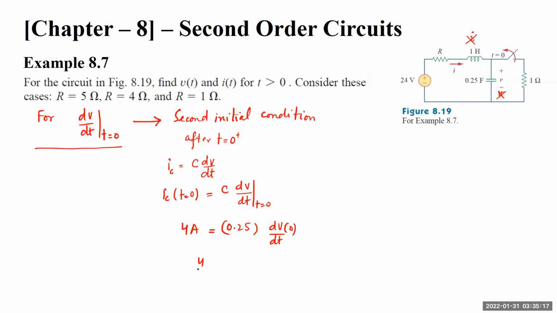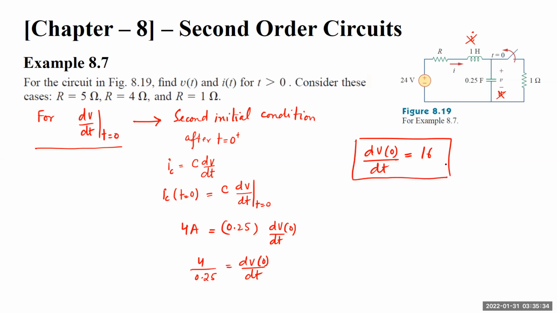So 4 divided by 0.25 is equal to dv(0)/dt, and this becomes our second initial condition, which will be 16. The value of dv/dt will be 16. So now we have both of our initial conditions. The first case was 4 volts, and this is 16 volts per second. These will be the two initial conditions which we'll be using to solve this circuit.